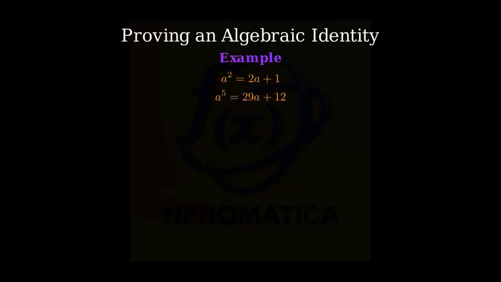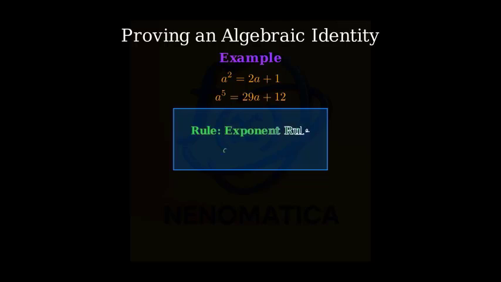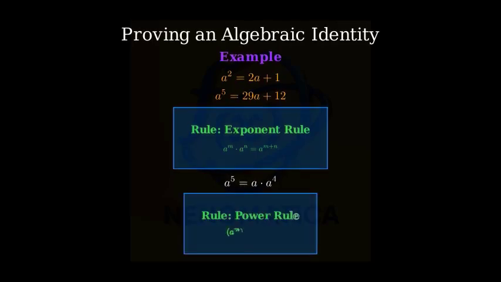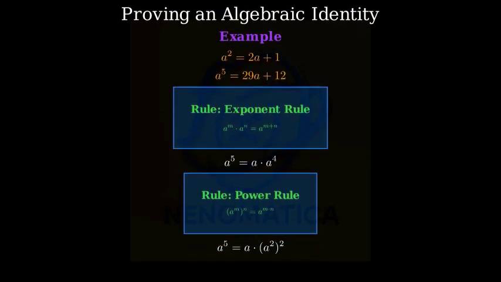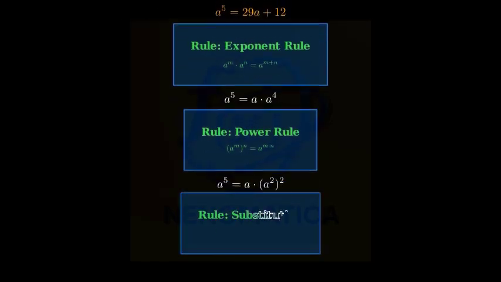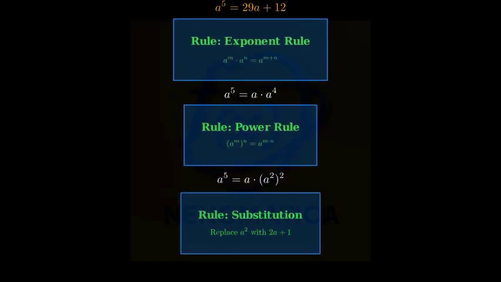Let's start by rewriting a to the fifth. According to the exponent rule, a to the fifth equals a times a to the fourth. Now, let's rewrite a to the fourth. Using the power rule, a to the fourth equals a squared squared. Now comes the key step. We can substitute the given identity a squared equals 2a plus 1.